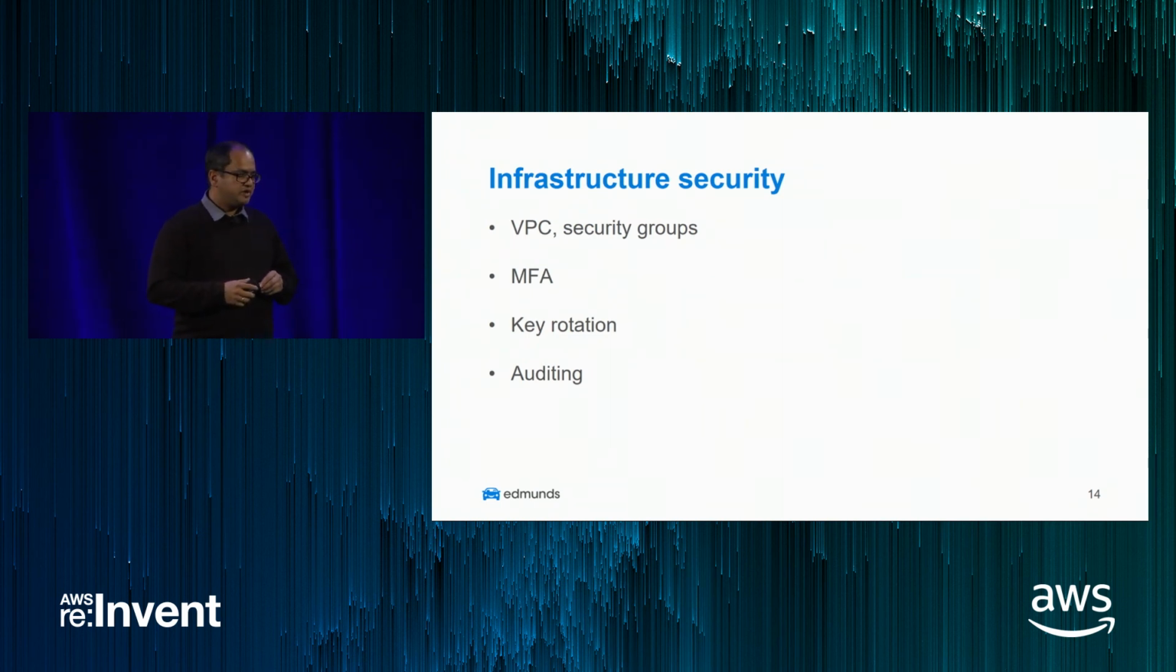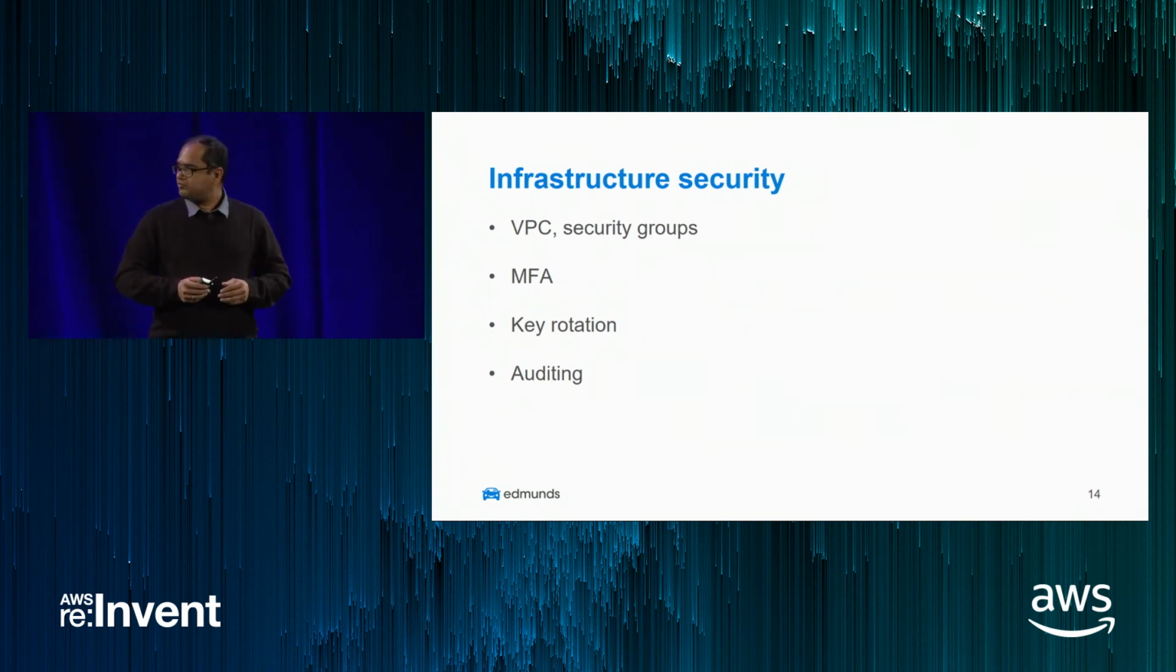As we went into AWS, there are a couple of best practices around infrastructure security that will help you keep your data and access patterns secure. Use VPC, use security groups, use MFA on your accounts for people who have access to your console. Do key rotation, and do auditing.